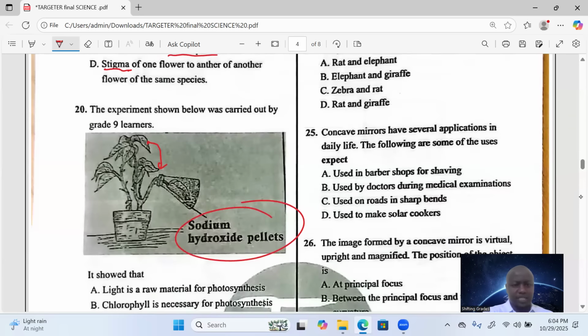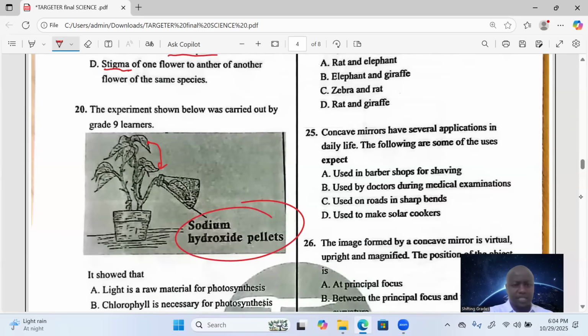It means that when the object is at capital F, the image formed is usually at infinity. Between the principal focus and the center of curvature, not really, that one should be just an inverted real image. At the pole, not really, we cannot have an object at the pole. But between the pole and the principal focus, we will have the image described above: virtual, upright, magnified.